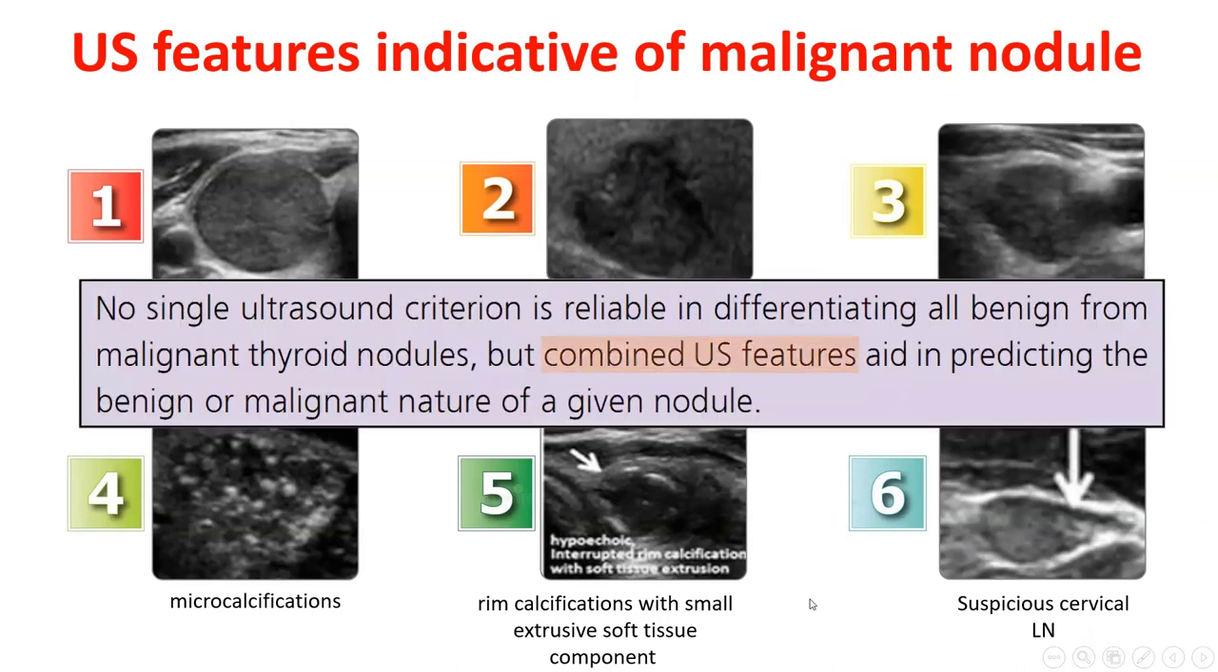But don't forget that no single ultrasonography criterion is reliable in differentiating all benign from malignant thyroid nodules, but combined ultrasonography features aid in predicting the benign. So if there are a lot of features, they will more likely mark the nodule as malignant.